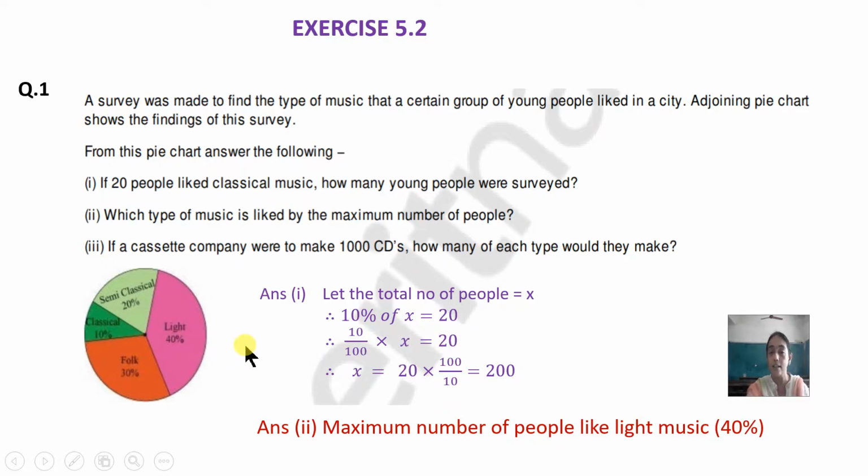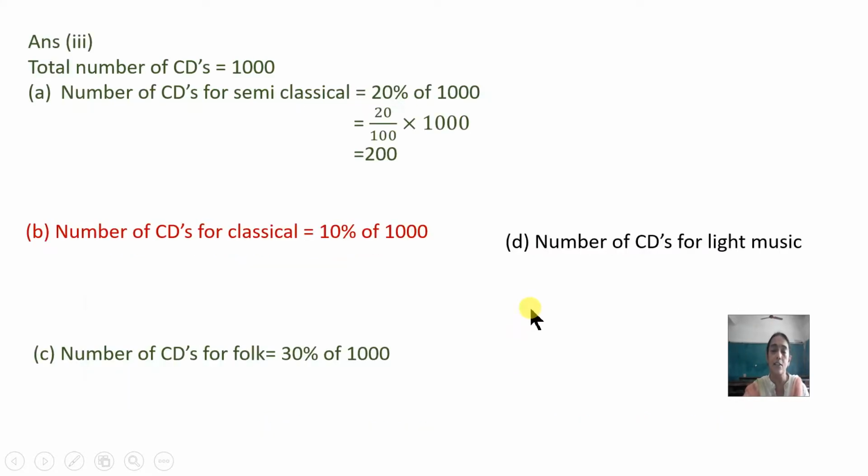See, here we didn't know the total, we had assumed x, so 10% of x we had taken. This was the total number of people. Now instead of people, if they were to make 1000 CDs, then how many CDs would they make? Let's see in the next slide.